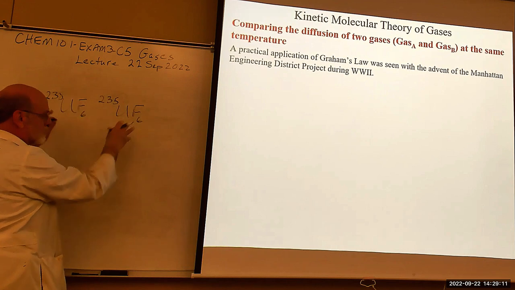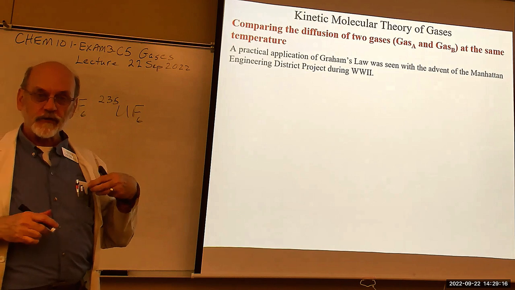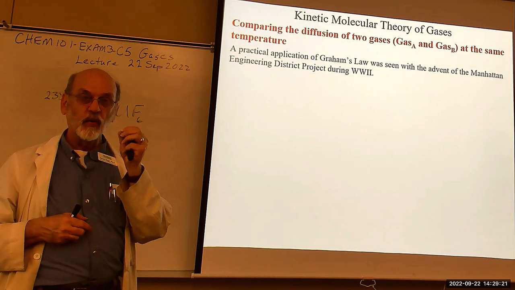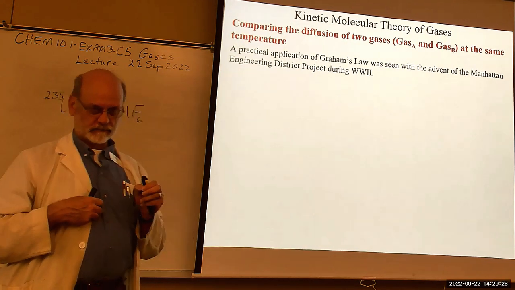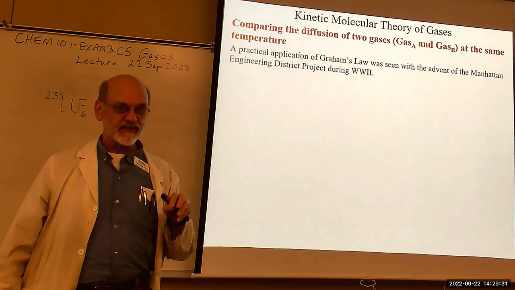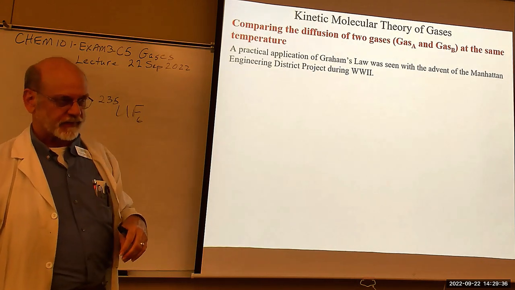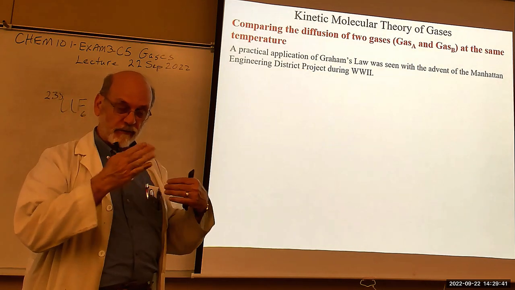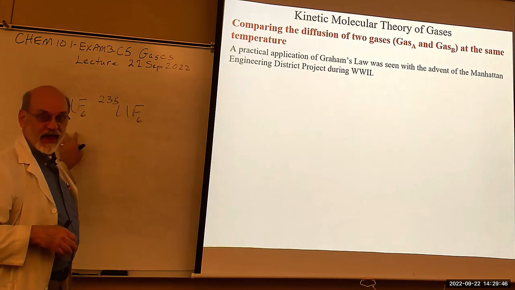Now they got this mixture, and what they do is, under pressure, they force it through a membrane with very, very, very tiny pores. In fact, the membrane has to be made out of Teflon, because this gas is extremely corrosive. Stainless steel won't work. They'll eat it up. So they use Teflon. And as the gas moves through that small orifice, this one moves faster than that one.